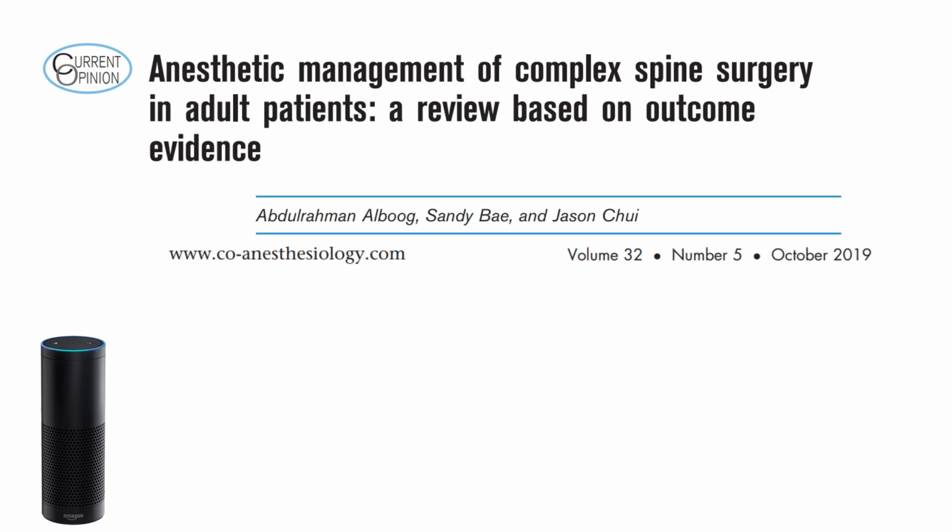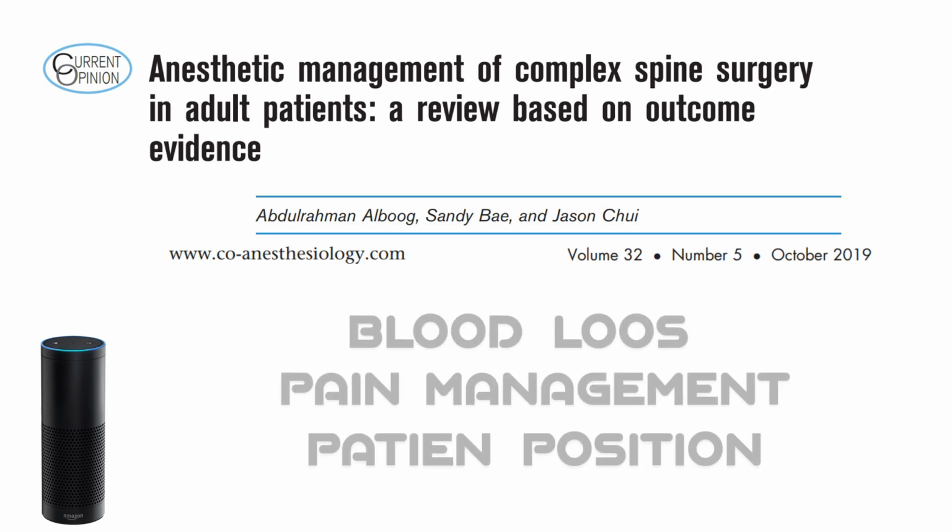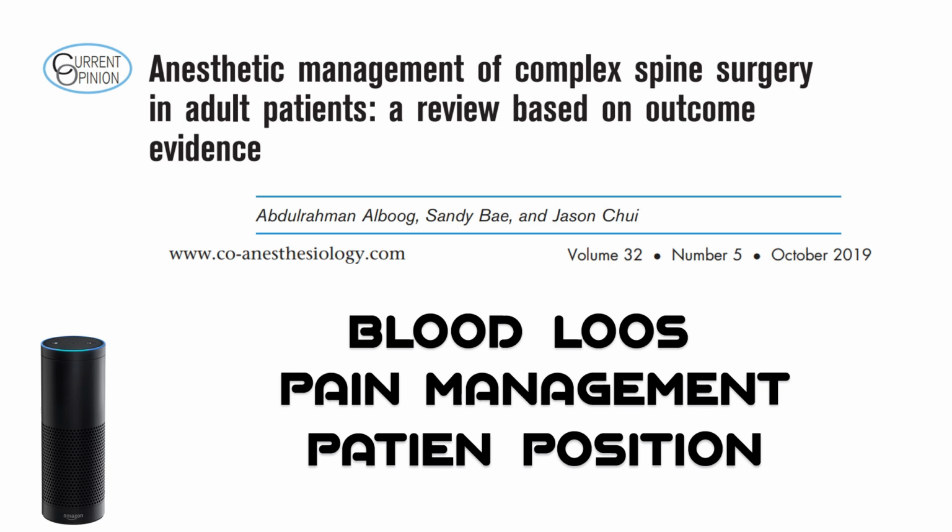In this paper, published in 2019 by Abdul Rahman Al-Boog and colleagues, they review the evidence regarding the anesthetic management of blood loss, pain control, and position-related complications of adult patients undergoing complex spine procedures. For pain control, most interventions only produced mild analgesic effects, suggesting a multimodal approach is necessary to achieve optimal pain control after spine surgery. Regional techniques and non-steroidal anti-inflammatory drugs were effective, but because of their risks, their usage should be discussed with the surgical team.